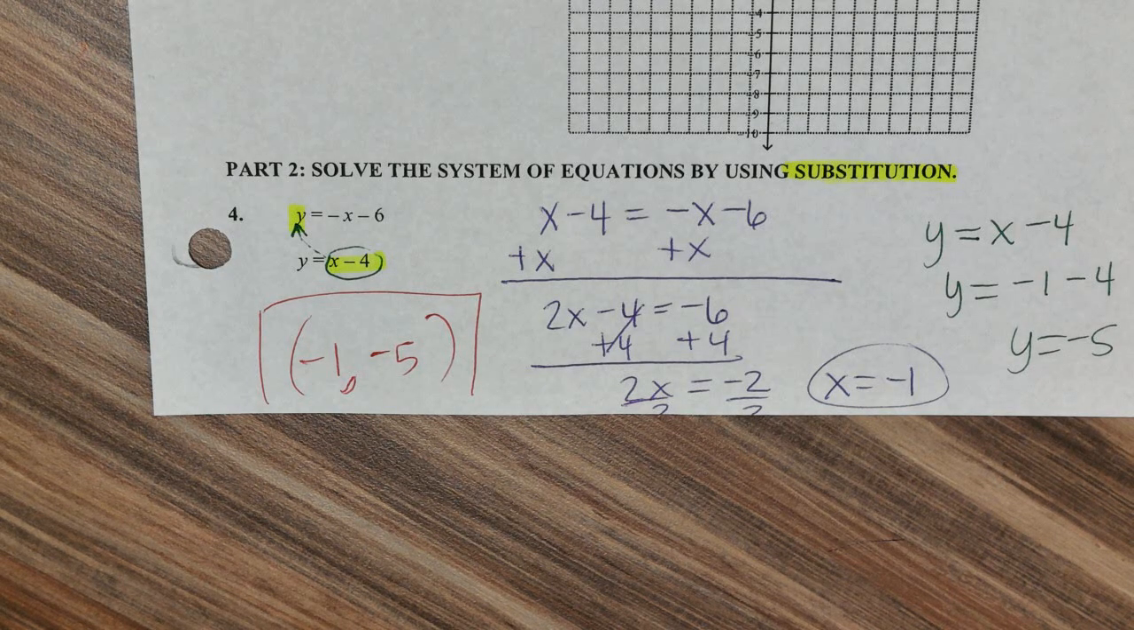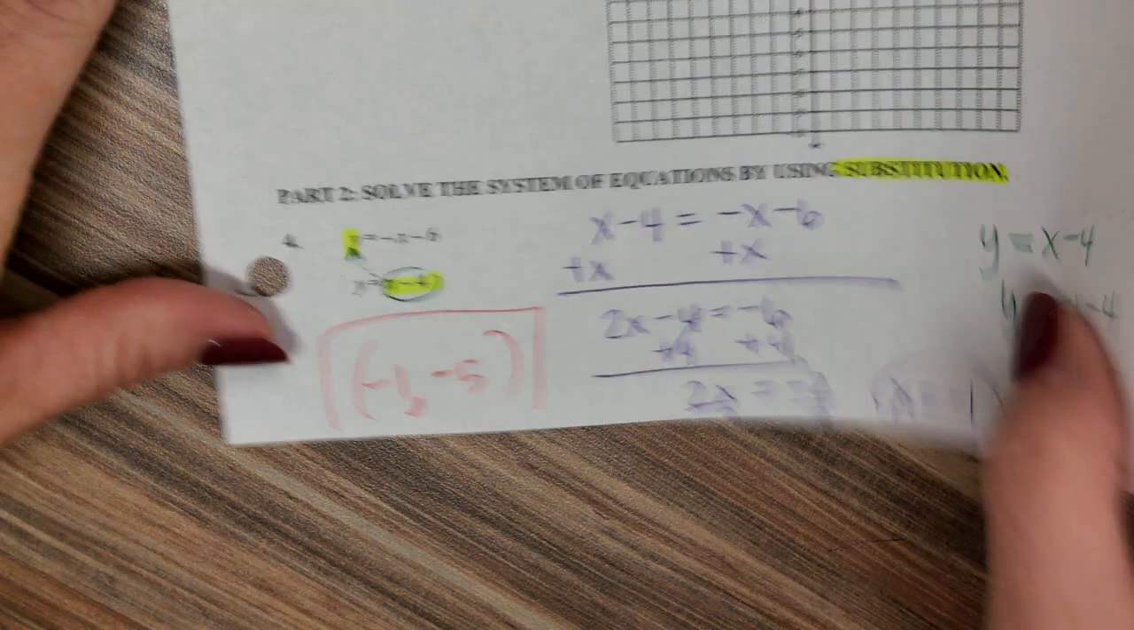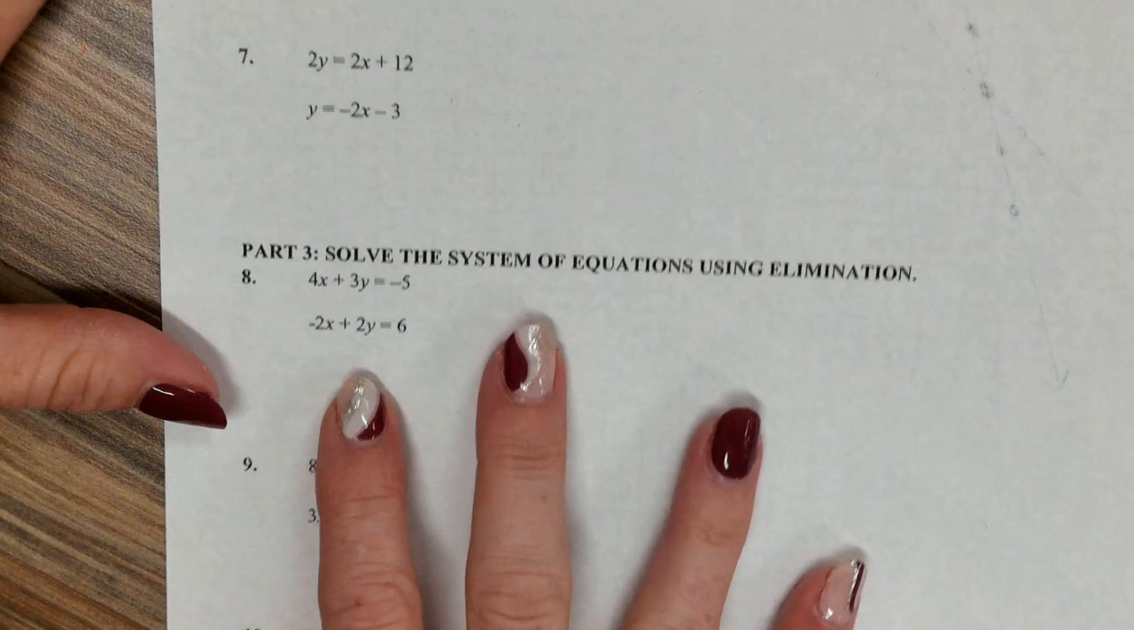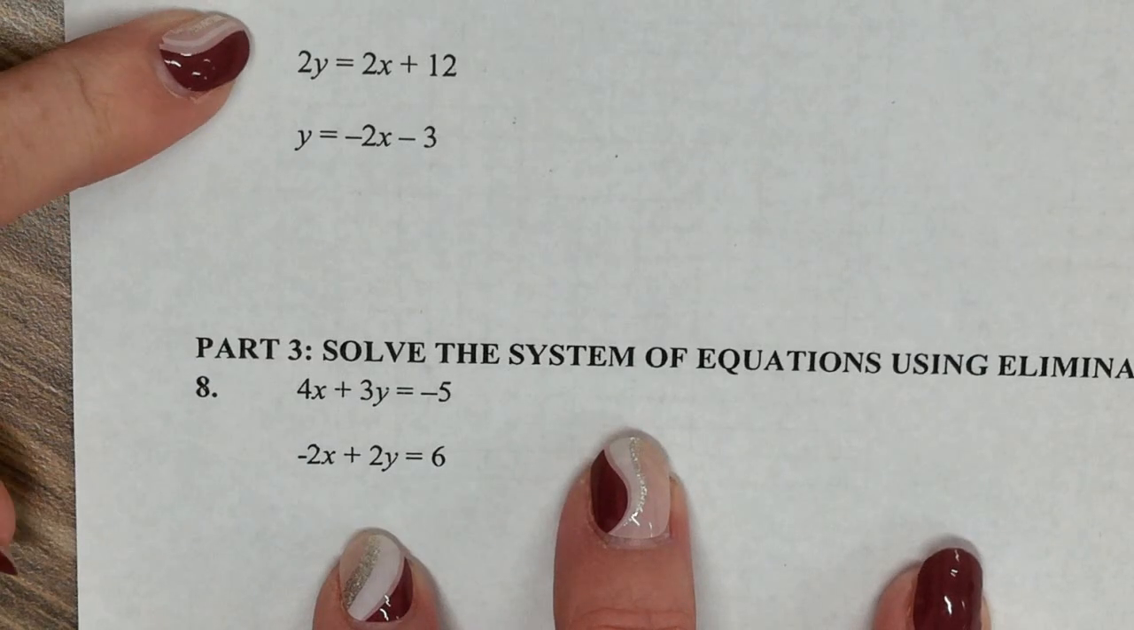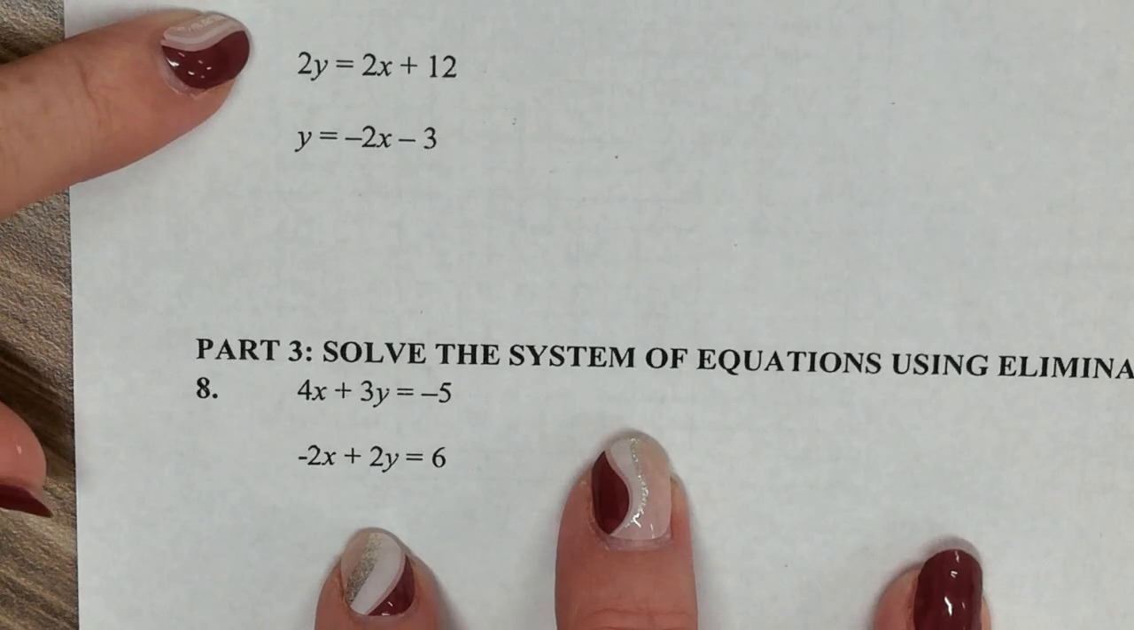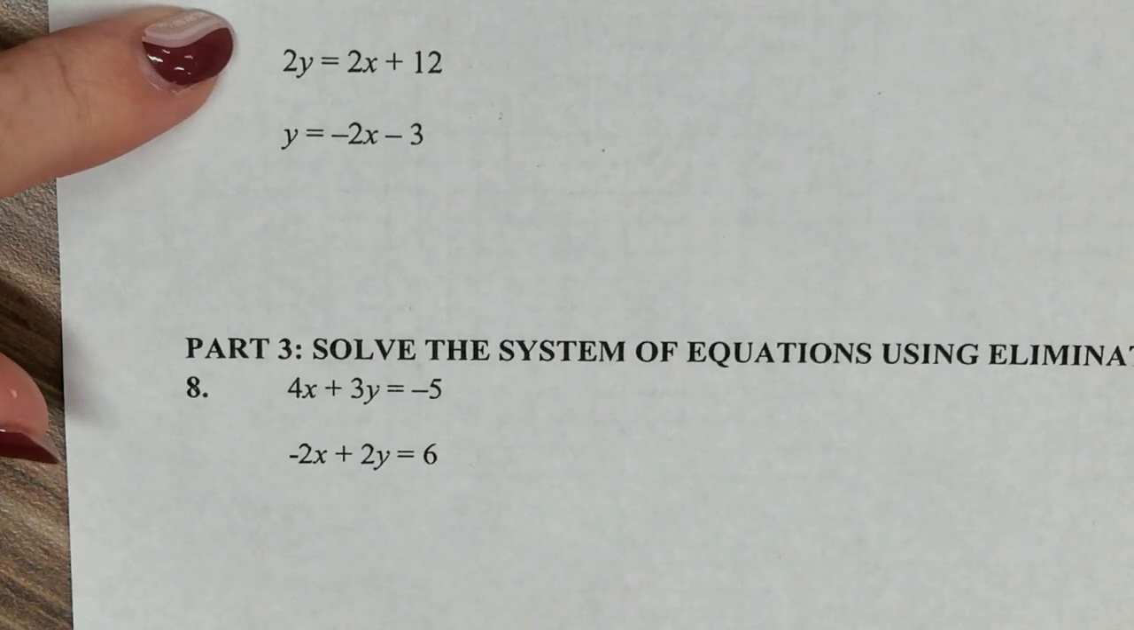Okay, we're going to do one more in substitution because we haven't done this one in about a week. So flip to the back. Let's do number 7. Is one of the equations variable isolated? Yes. Which one? The bottom.